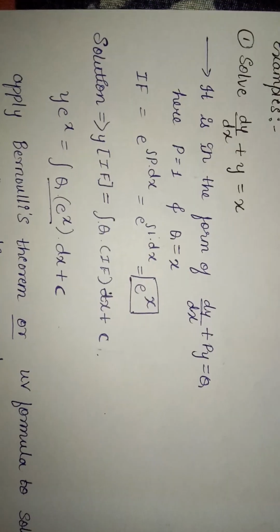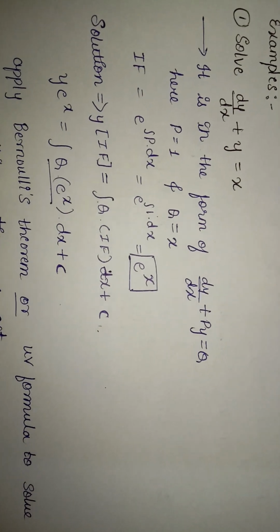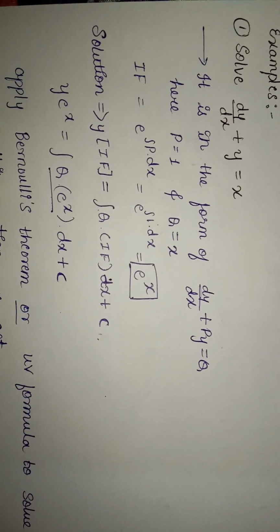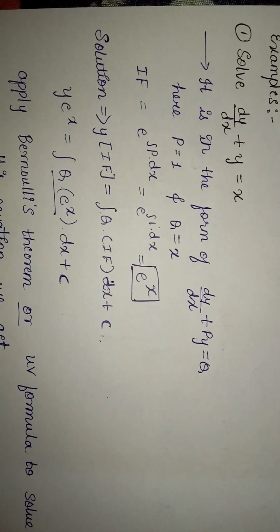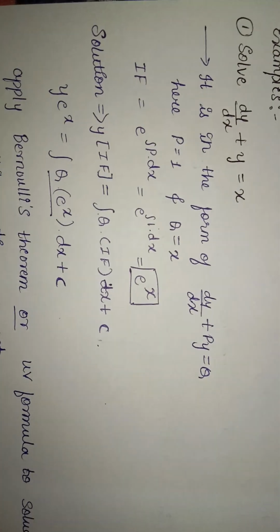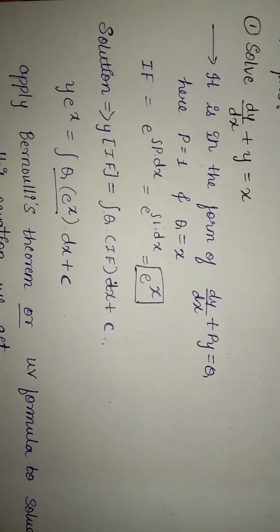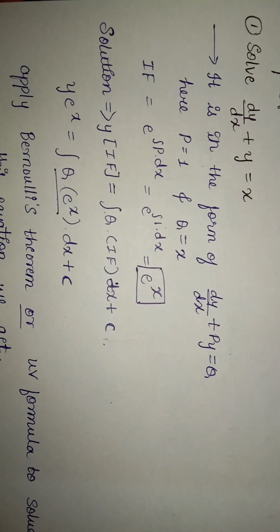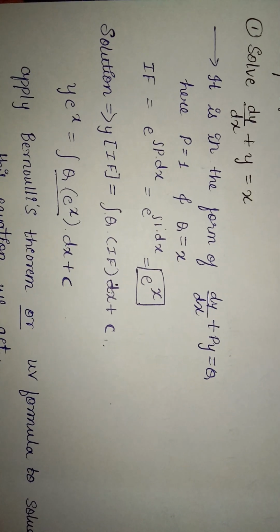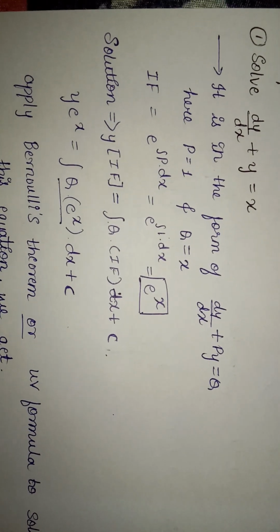Coming to the first example, solve dy by dx plus y is equal to x. Here it is in the form of dy by dx plus py is equal to q, where p is equal to 1 and q is equal to x. So integrating factor will be equal to e to the power of integration of p dx, e to the power of integration of 1 into dx, which is e to the power of x.